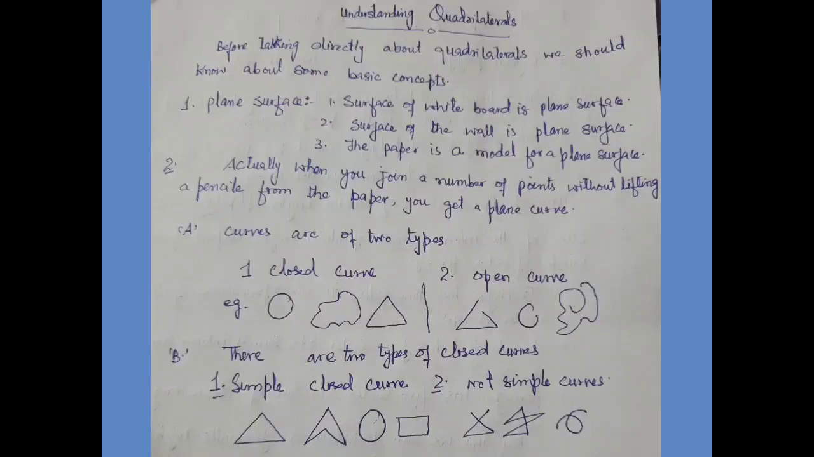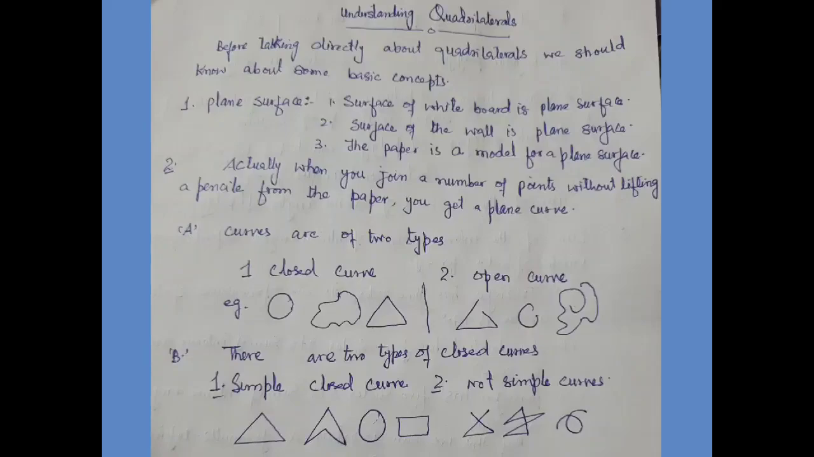Today's presentation is about understanding quadrilaterals. Before talking directly about quadrilaterals, we should know about some basic concepts. Number one, plane surface. The surface of a whiteboard is a plane surface. The surface of the wall is a plane surface. The paper is a model of a plane surface. We mean here only a surface.